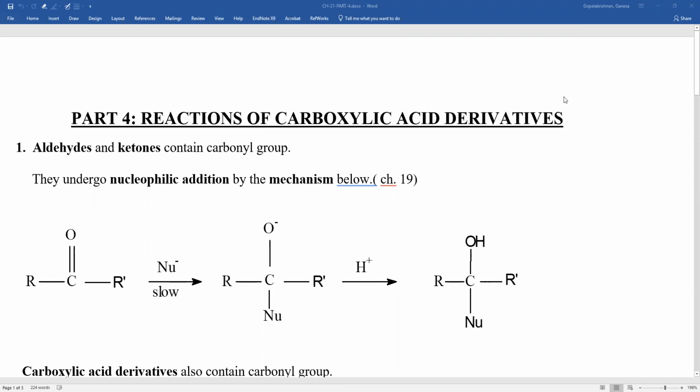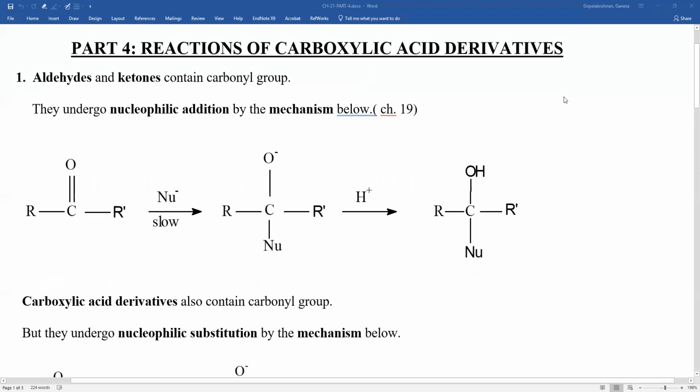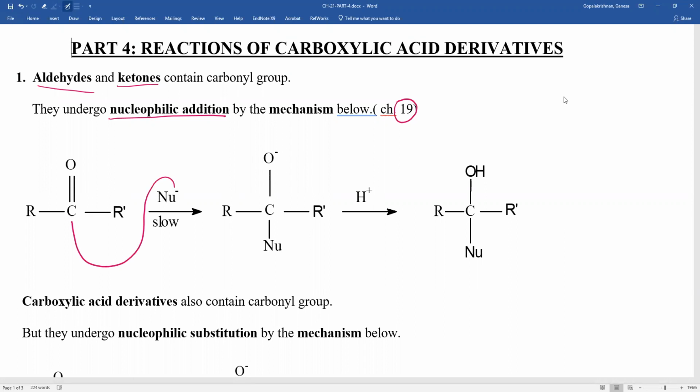We are going to look at the reactions of carboxylic acid derivatives. We learned in chapter 19 the reactions at aldehydes and ketones. Those two undergo nucleophilic addition by the mechanism shown below. We had this mechanism several times in chapter 19.